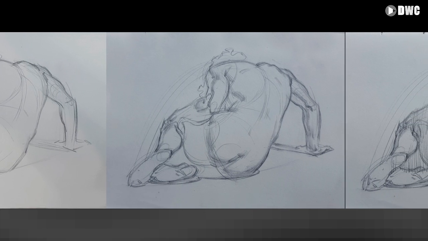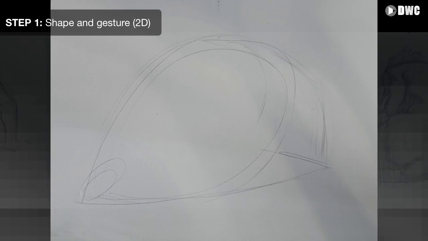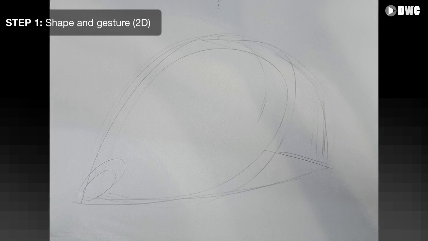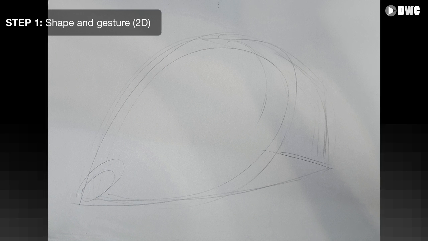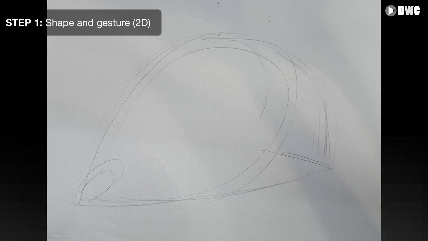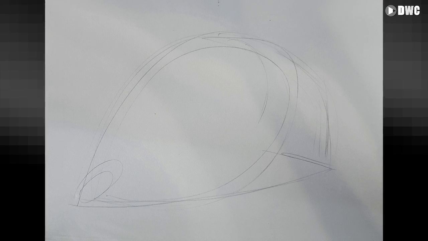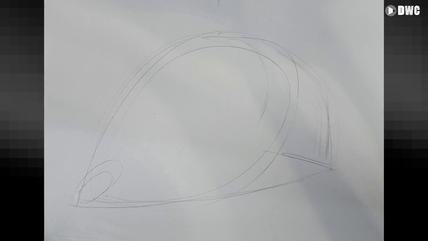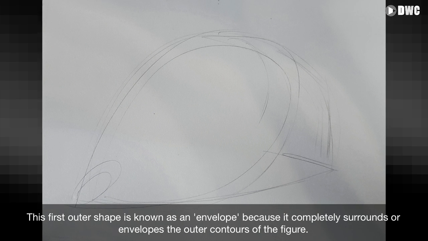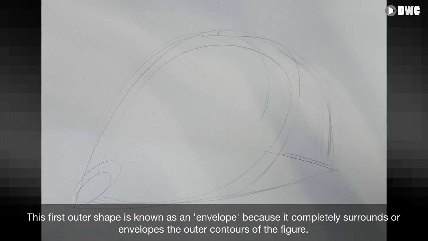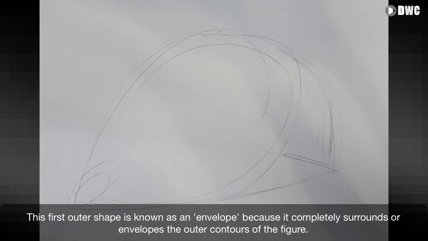So let's begin with the first step here. This is what would be called an envelope. These first few images are the beginning of the drawing, also known as the lay-in stage, basically going from basic shapes to construction and things like that, and I'll talk about what that means. So here we have what's called the envelope, and this is basically a 2D graphic shape that captures the figure, all the outer points of the figure.